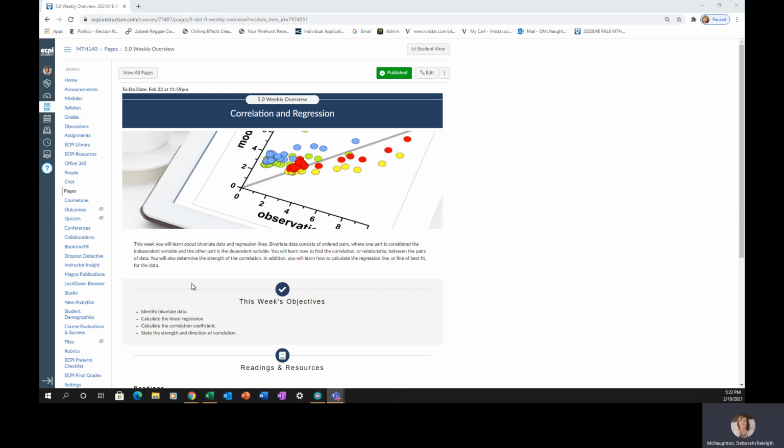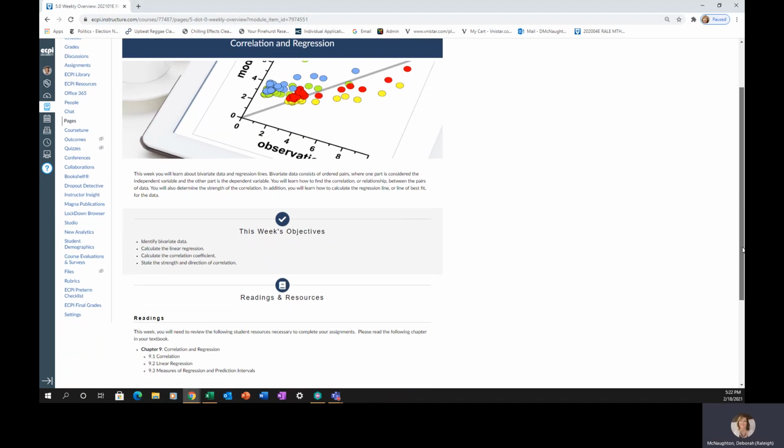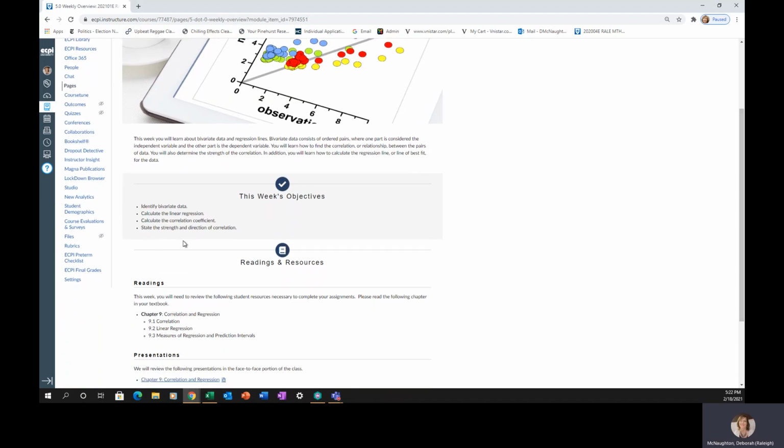Bivariate data consists of ordered pairs, where one part is considered the independent variable and the other part is the dependent variable. You'll learn how to find the correlation or the relationship between the pairs of data, and you'll also determine the strength of the correlation. In addition, you'll learn how to calculate the regression line or the line of best fit for your data. So this week's objectives are identifying bivariate data, calculating the linear regression, calculating the correlation coefficient, and then stating the strength and direction of correlation.